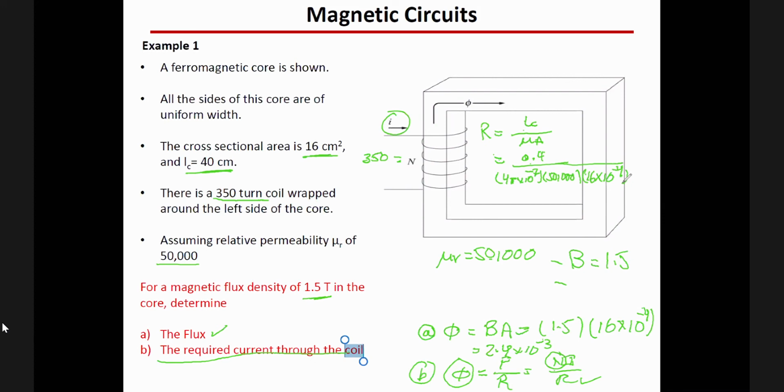Clear? Clear, Doctor. So once we find R, we just substitute here. And the only unknown will be what? The current. Is it clear? Yes, clear.